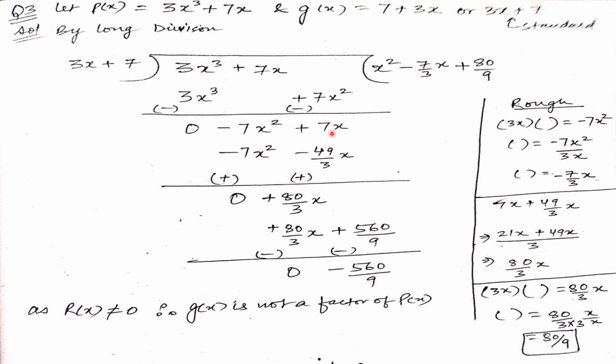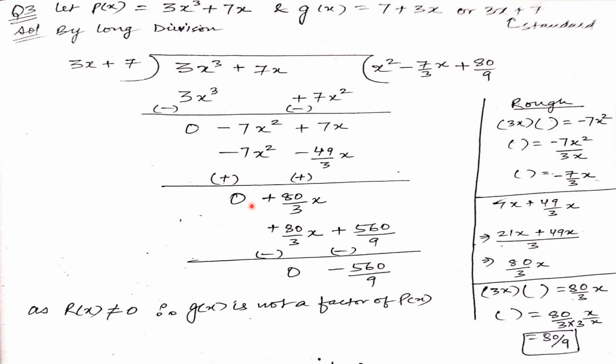And in this case we have 7x plus 49 upon 3x. To show you how to add this, I have done it here as a column. Simple. I have taken the LCM. It became 21x plus 49x and the answer is 80 upon 3x. Just like this. After this, you have to think what should I multiply in 3x to get 80 upon 3x.